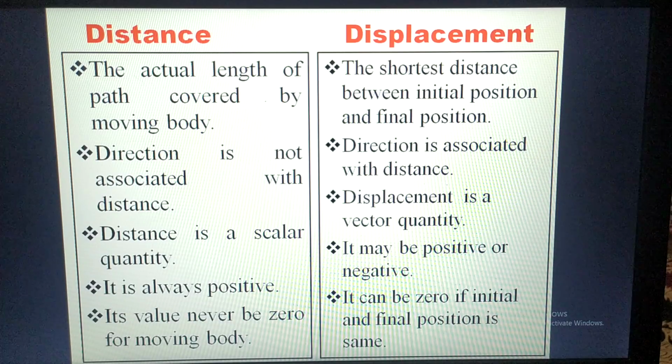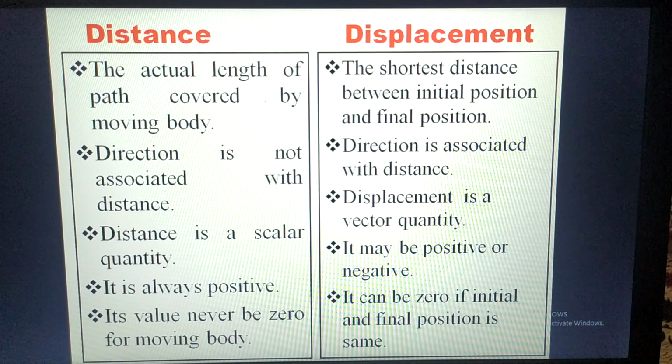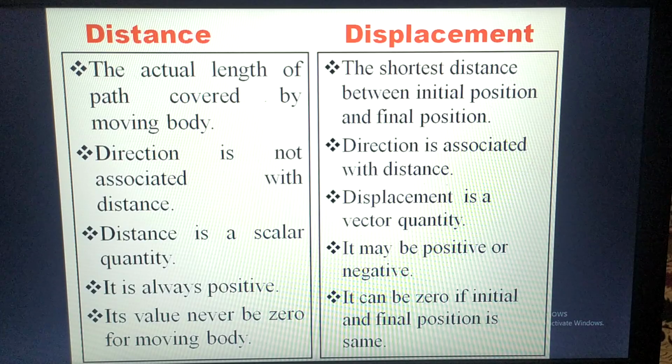Next, distance is a scalar quantity. Displacement is a vector quantity. Distance is always positive and displacement may be positive or negative. We have explained this in a previous example. The value of distance can never be 0 for a moving body, but it can be 0 in the case of displacement, right? When the initial and the final positions are the same.